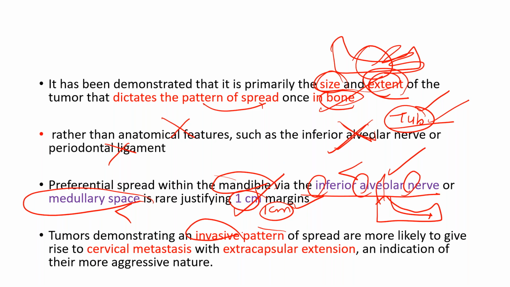Tumors demonstrating an invasive, finger-like pattern are more likely to spread. They give cervical metastasis more commonly, and they give extracapsular extension.